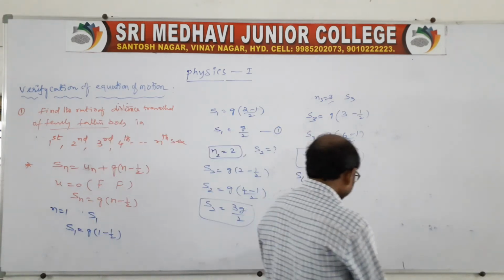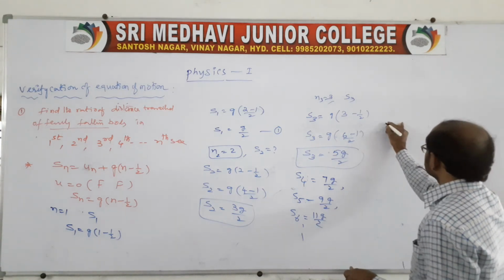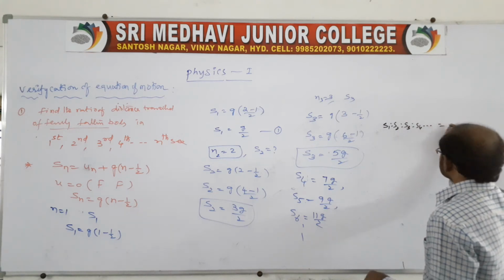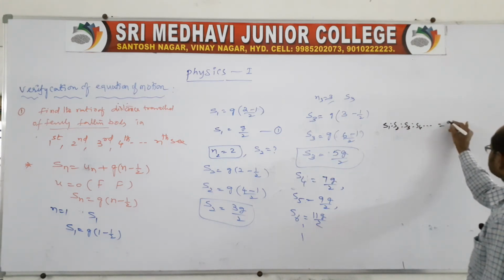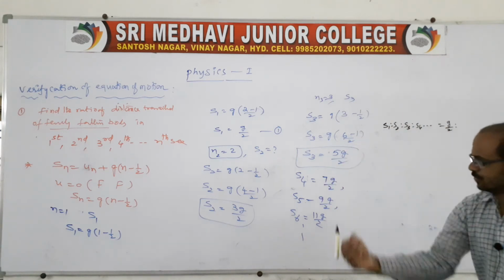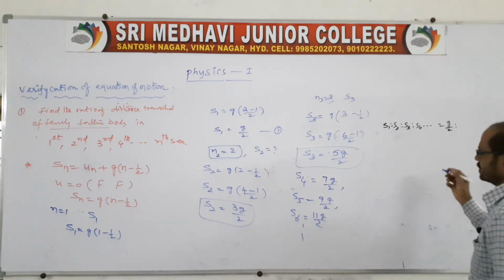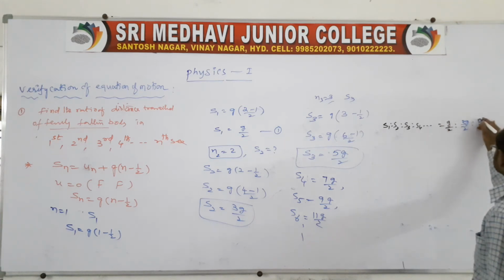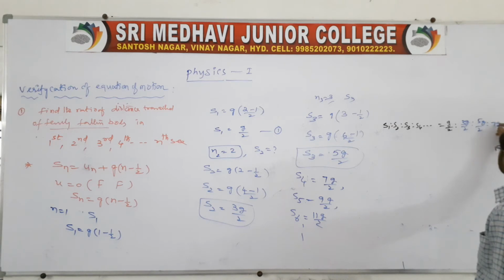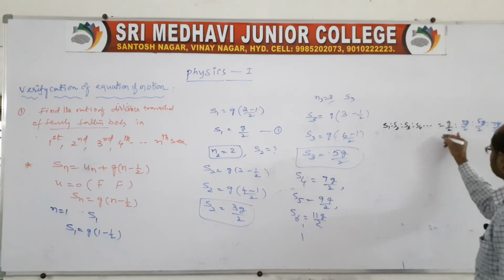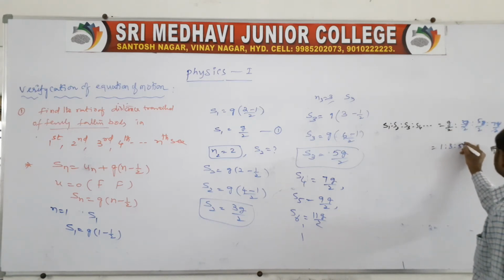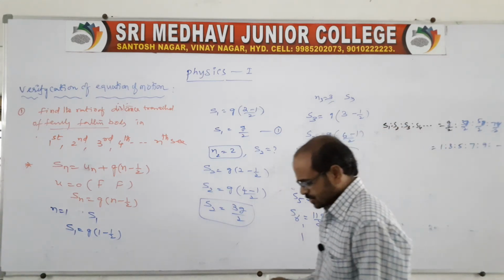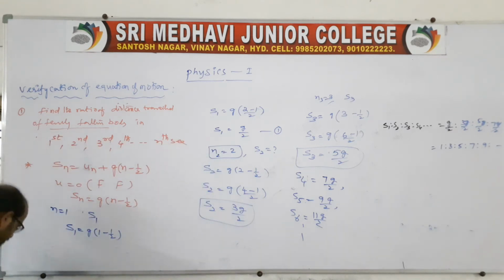The question is asking for the ratio, no? Then the ratio of distance travelled is S1 is to S2 is to S3 is to S4 and so on, is equal to: first one you take g by 2, second one 3g by 2, third 5g by 2, and fourth 7g by 2 and so on. So g by 2 is cancelled, 1 is to 3 is to 5 is to 7 is to 9 and so on. So this is the ratio of distance travelled in the successive seconds.